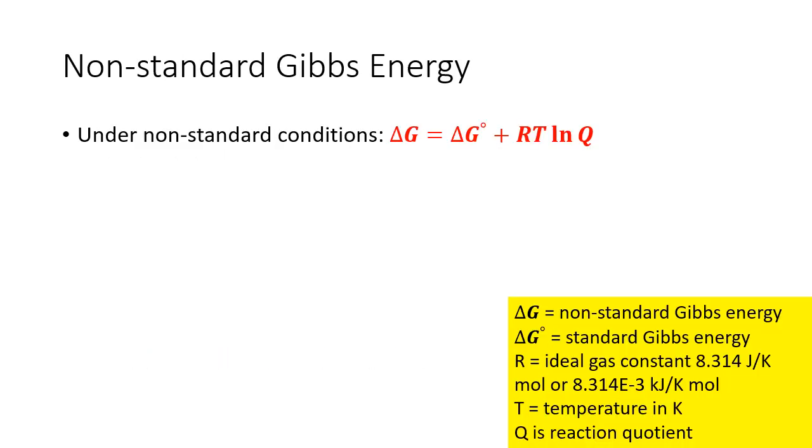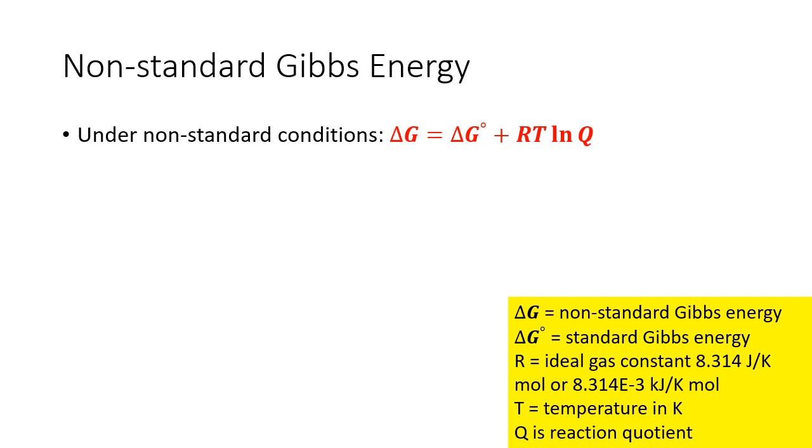Now, let's talk about non-standard Gibbs energy. We just said that Gibbs energy is equal to 0 when the system is at equilibrium. That is its definition. But what happens when we're at a non-standard condition? We have the standard table, but we're at a non-standard temperature. There's a mathematical relationship: Gibbs energy at the non-standard condition, just plain old delta G, is equal to delta G standard plus RT natural log of Q, where R is the ideal gas constant, T is temperature in Kelvin, and Q is the reaction quotient.